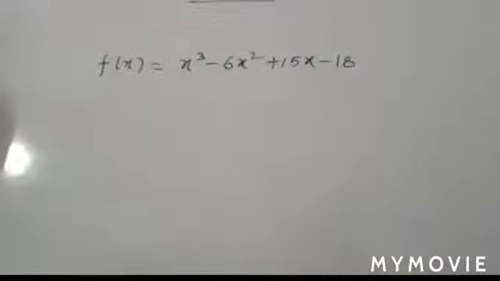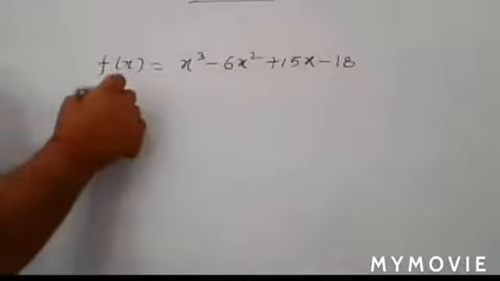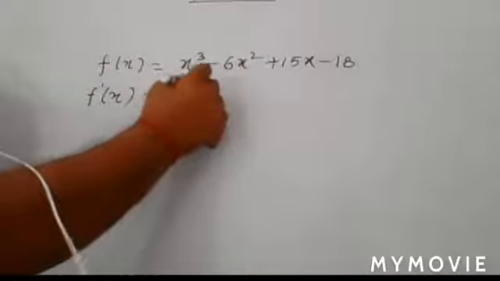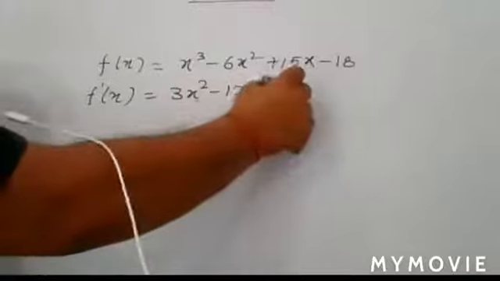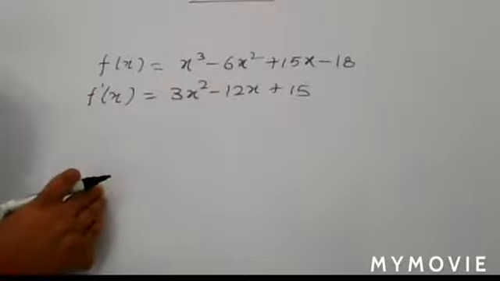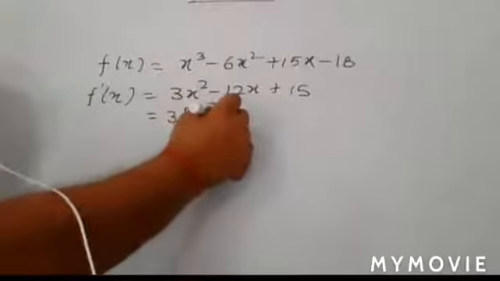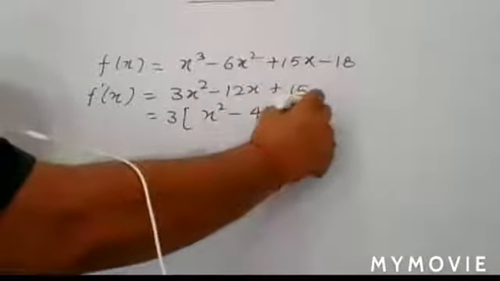Strictly increasing on R means for all real numbers, it is strictly increasing. So how you prove? First of all, you differentiate it. So the value of f'(x) is equal to 3x square minus 12x plus 15. Understand? And then you try to make it a perfect square. So you take 3 common. So you have x square minus 4x plus 5.